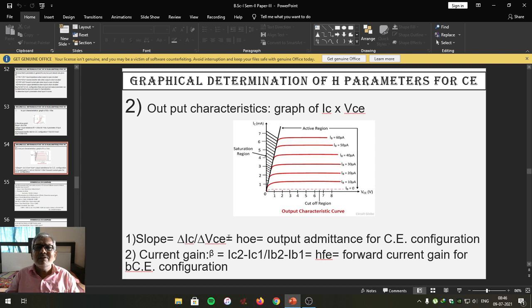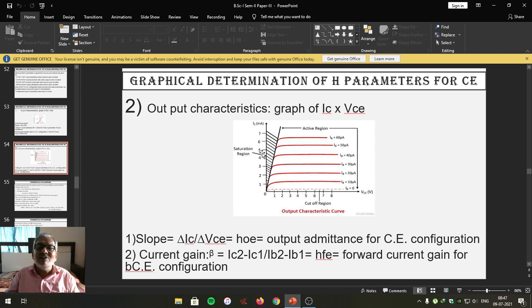What to be done? Keep VCE constant, say 5 volt, or draw a line parallel to y-axis from that particular 5 volt. Select any two curves, extend these two curves on y-axis. For those selected curves, you will get two base currents IB1 and IB2. For two base currents, you have two collector currents IC1 and IC2.